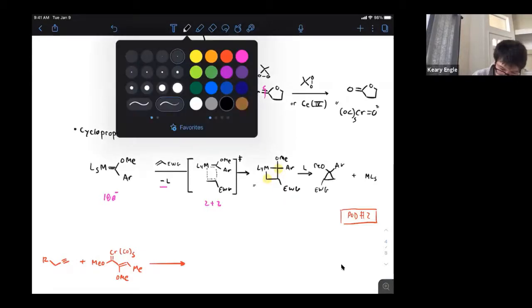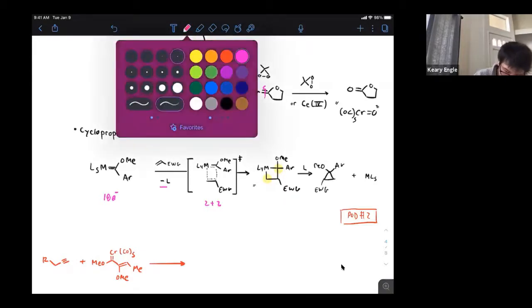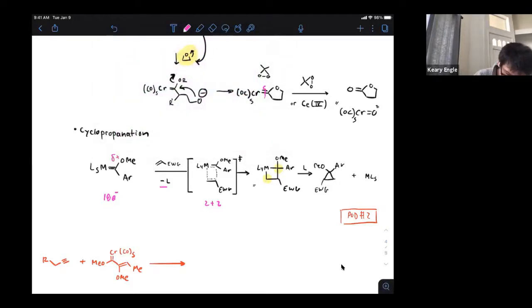So basically, we're just matching the partial plus and minus, right?